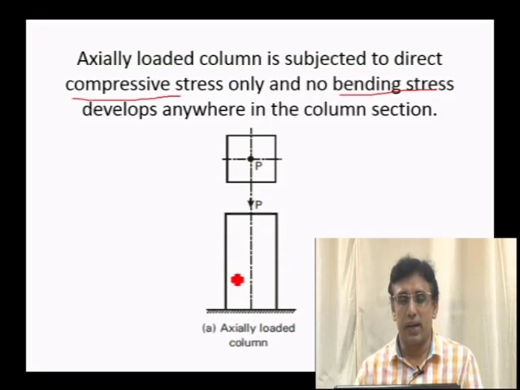Okay, you can see here, this is the column and this is the plan of the column. In the plan we can observe the load is acting at the center of gravity of this square section, exactly at the center. And this is the elevation, where P is acting exactly at the centroidal axis. There is no eccentricity in the column section due to load. This type of load is known as an axially loaded column. Okay, this column design is very easy compared to biaxial and uniaxial loaded columns.